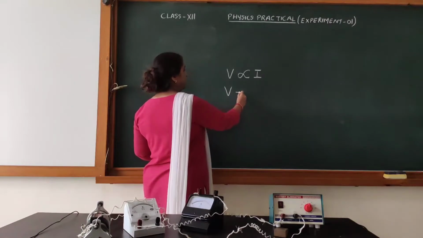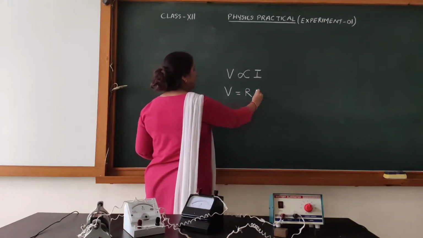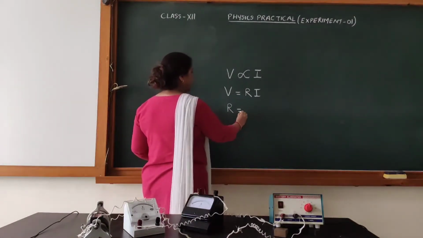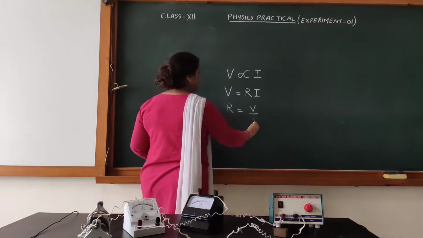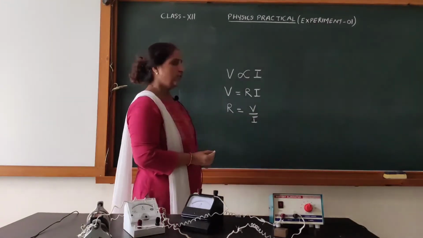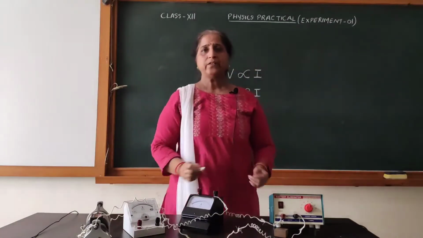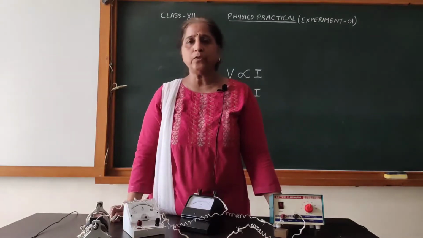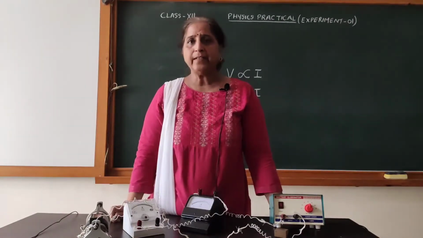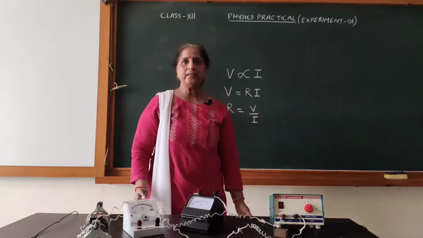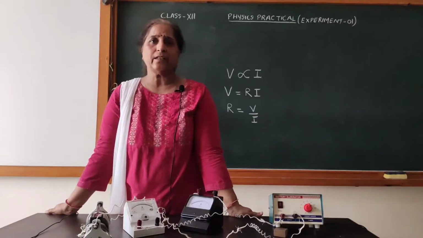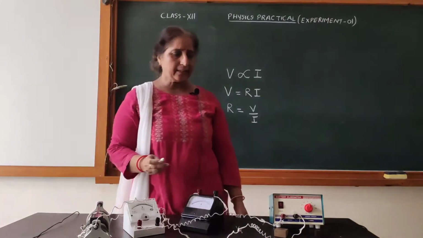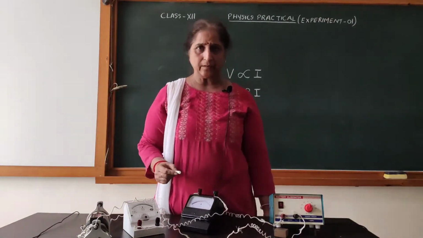So we can write V is equal to R into I, where R is called resistance, and from here resistance we can write equal to V upon I. Means by taking the ratio of potential difference to current, you can find out the resistance. So this is the formula which we have to use in the experiment for finding the resistance of a given conductor. The apparatus which is required for performing the experiment has been displayed here on the table.